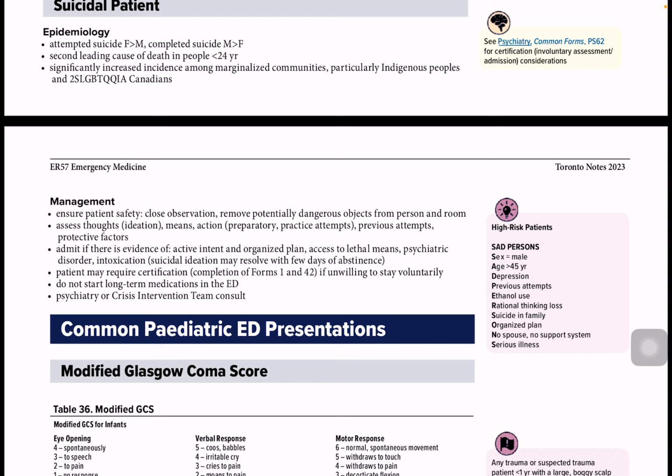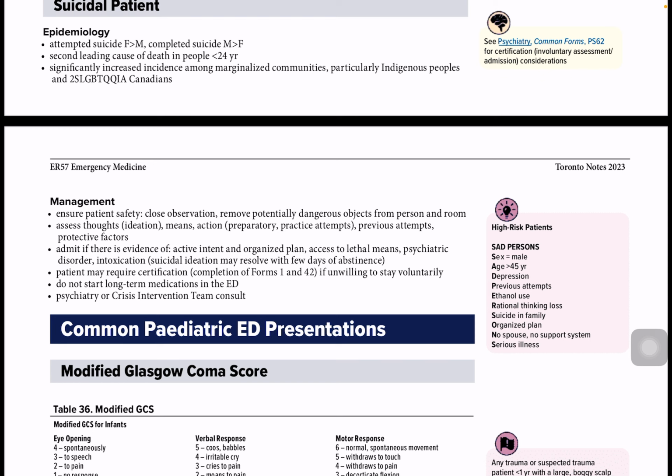Admit if there is evidence of active intent or organized plan. Assess access to lethal means, psychiatric disorders, intoxications. Suicidal ideation may resolve within a few days of abstinence. Patient may require certification, Form 1 and 42, if unwilling to stay voluntarily.